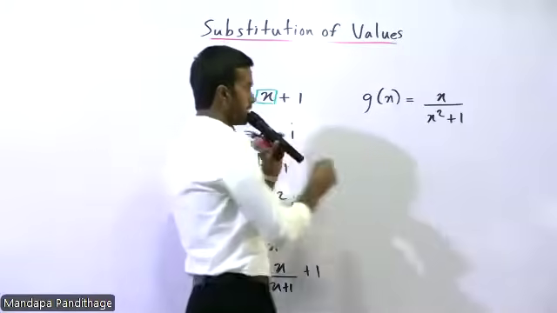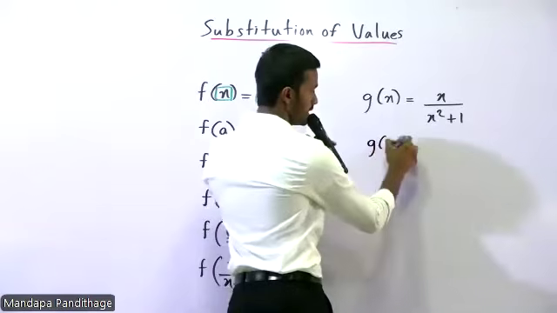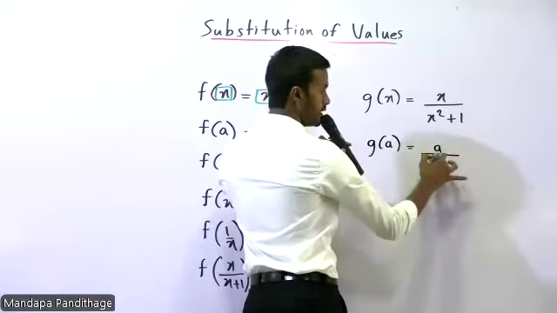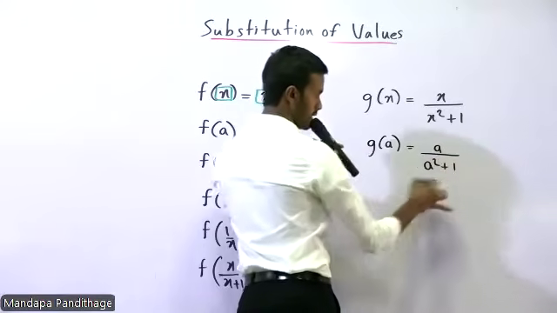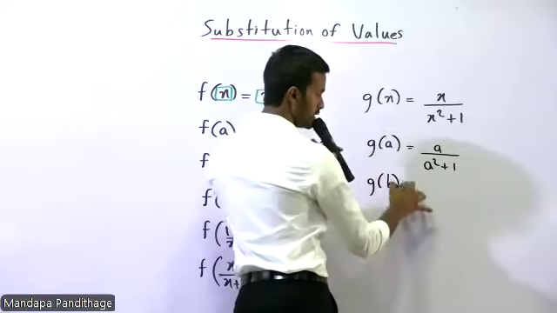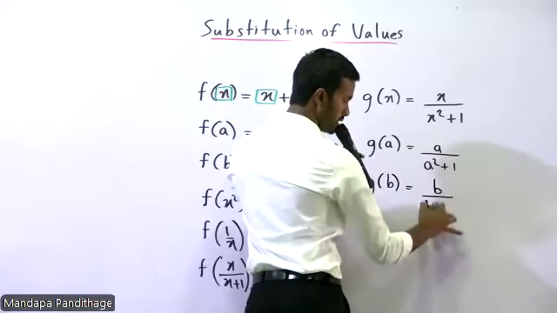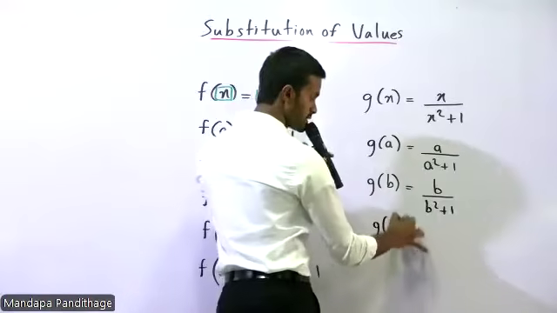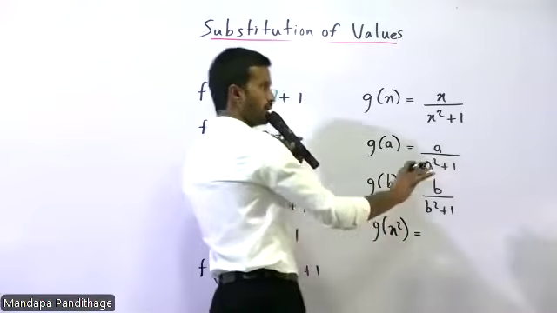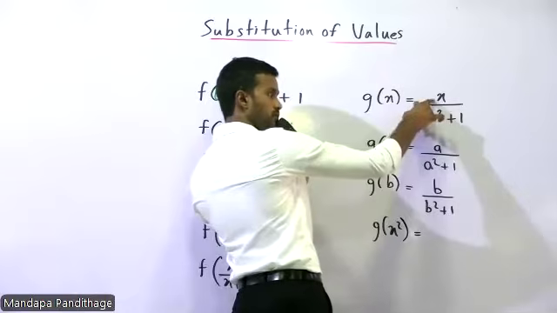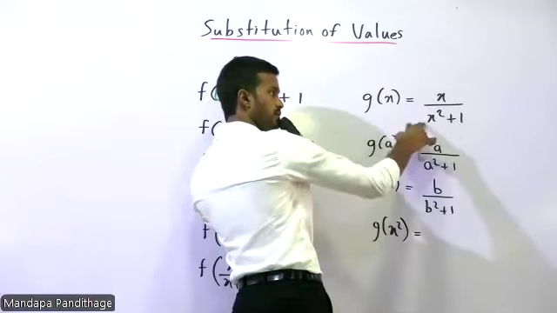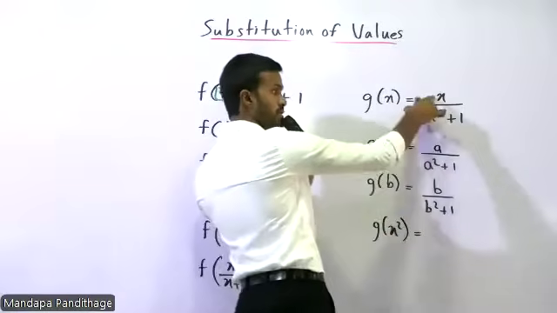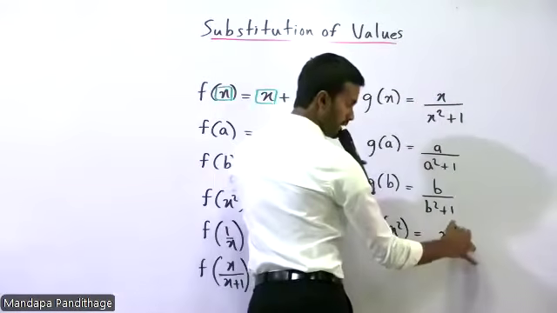Okay, now tell me what is g(a)? It's a over a squared plus 1. What is g(b)? It's b over b squared plus 1. Now if I ask you what is g(x squared), it's simple. Even this variable should be replaced by x squared, even this one should be replaced by x squared. So when we have g(x squared), when you replace this by x squared, here we have x squared.